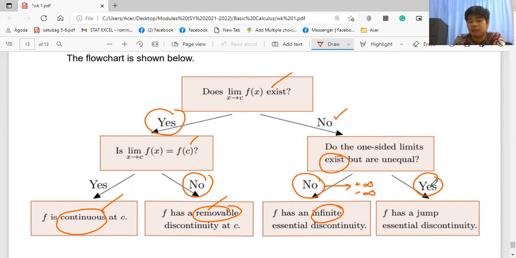Kung sinabi mo namang yes, nag-exist yung left at right, jump naman siya. So, kung nag-exist ang left, nag-exist ang right, so yun din yung sinasabi niya, class, no? Na there's a jump discontinuity. So you have to check all the conditions, and this flowchart can also help you understand the two types, the removable discontinuity and the essential discontinuity.